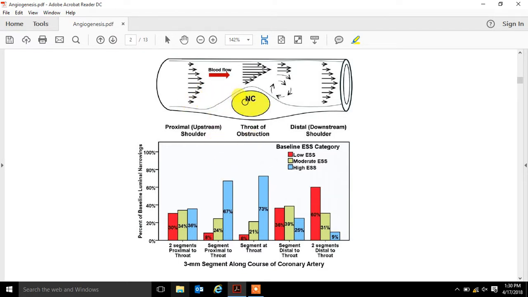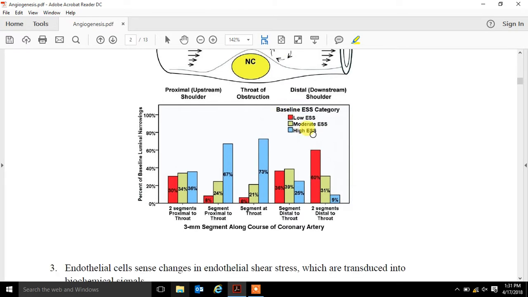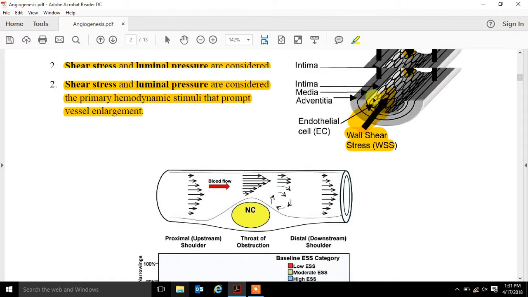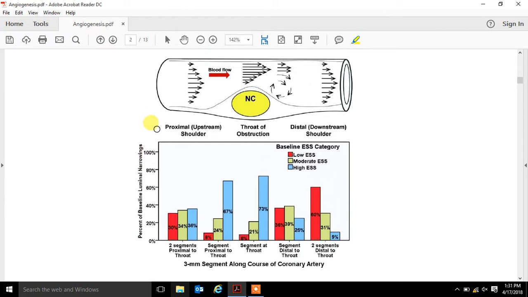So there's actually been some pretty cool experiments. If we look at the percent of baseline luminal narrowing, and we look at different segments along this vessel, we've got here in red low endothelial shear stress, moderate endothelial shear stress, and high endothelial shear stress. This is the stress that's placed on the endothelium, and it's a stimulus that prompts vessel enlargement. We can see that proximal to the throat, there's very little difference. The endothelium is exposed to similar amounts of low, moderate, and high shear.